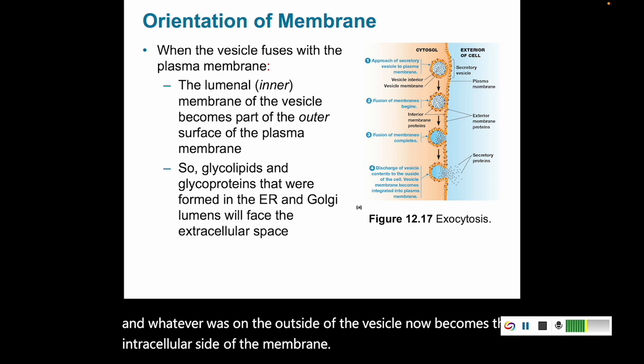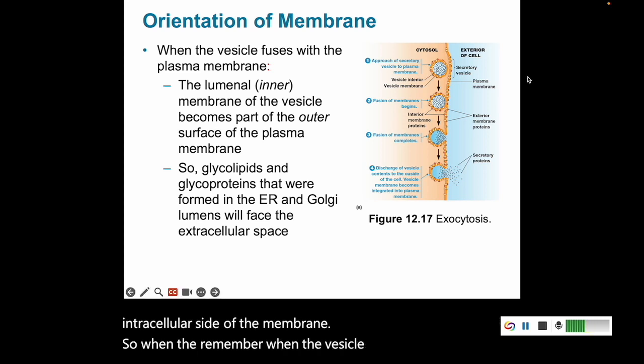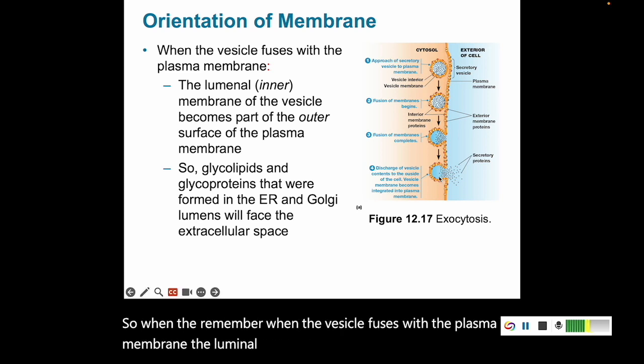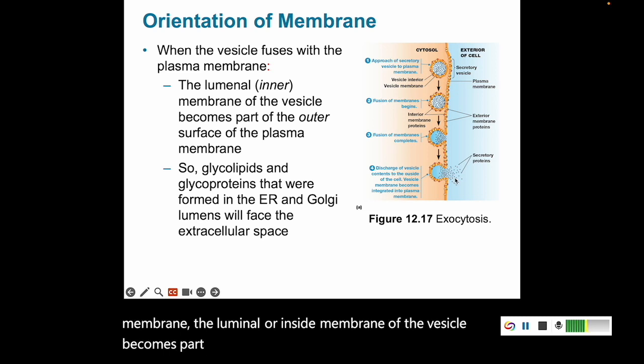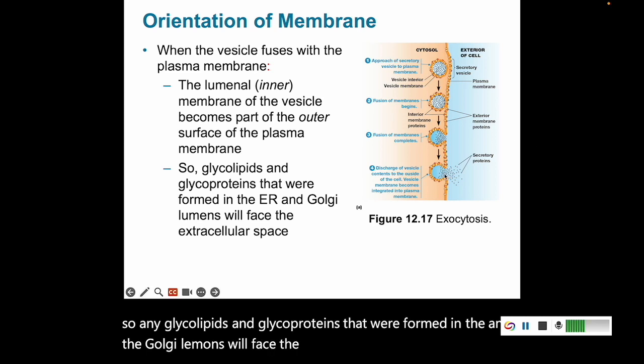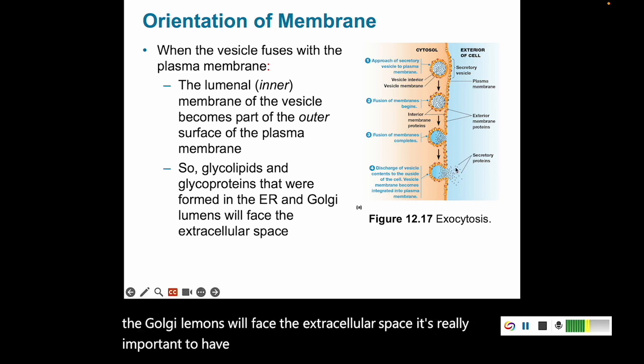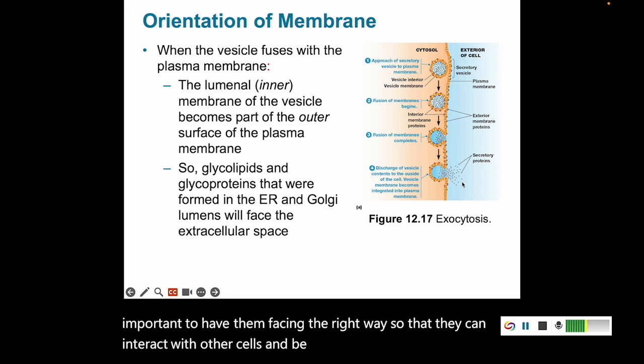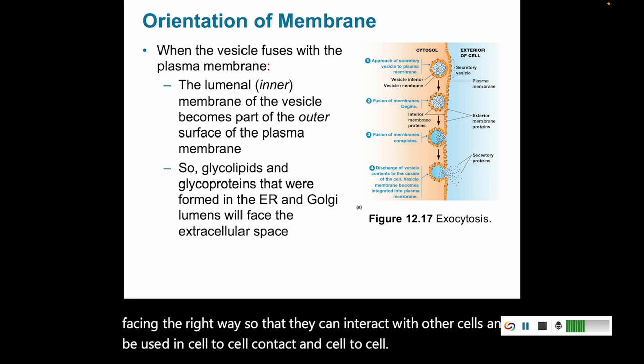So when the vesicle fuses with the plasma membrane, the luminal or inside membrane of the vesicle becomes part of the outer surface of the plasma membrane. And so any glycolipids and glycoproteins that were formed in the ER and the Golgi lumens will face the extracellular space. It's really important to have them facing the right way so that they can interact with other cells and be used in cell-to-cell contact and cell-to-cell interactions appropriately.